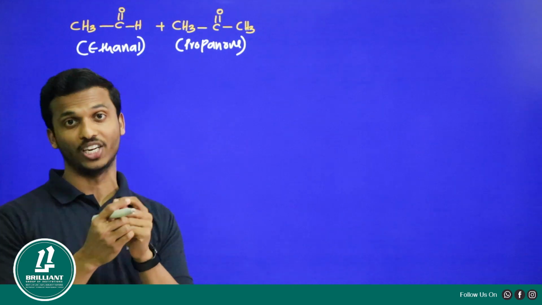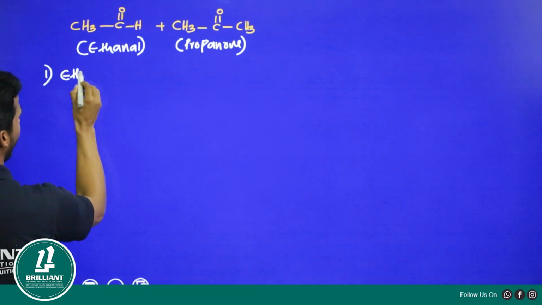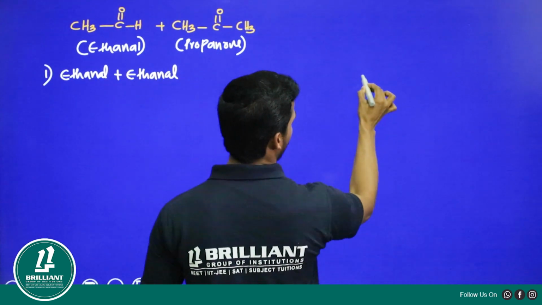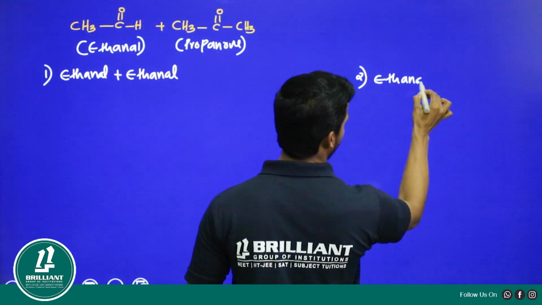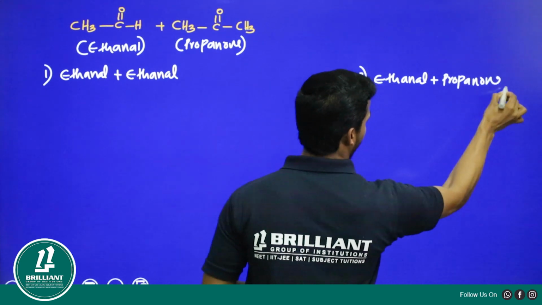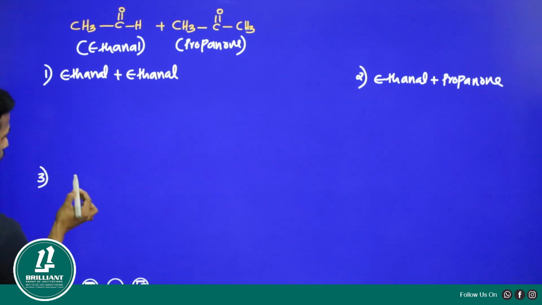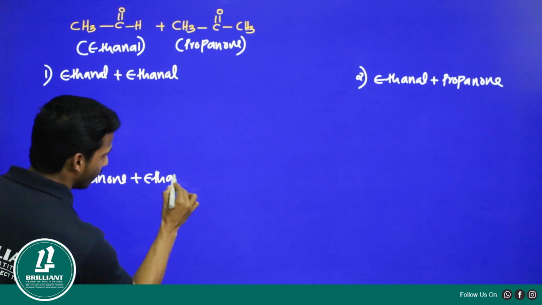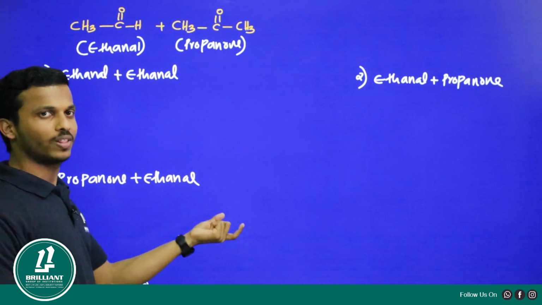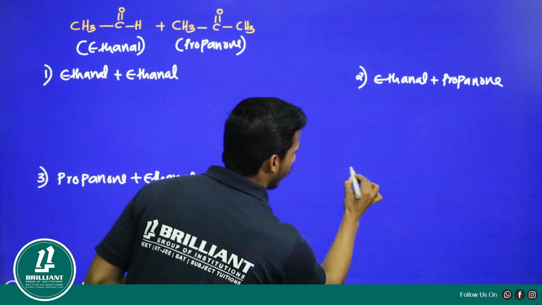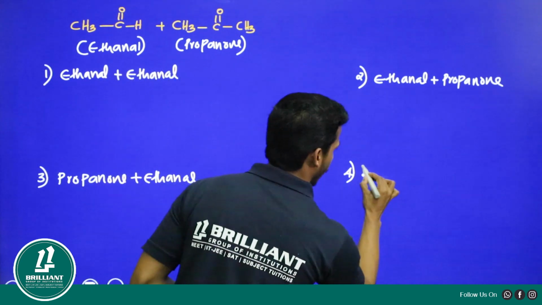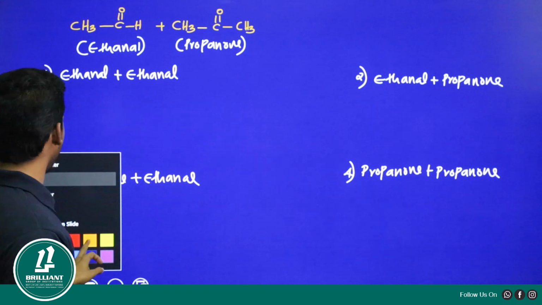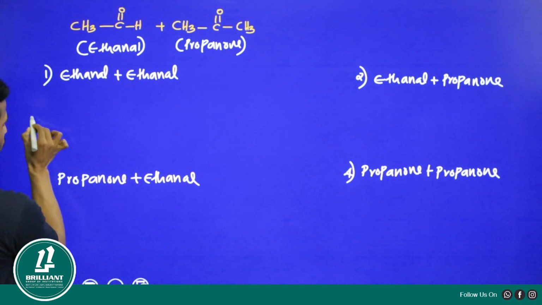Let us check it. What are the 4 combinations? The first combination is one ethanal reacting with another ethanal. This is one product. The second one is one ethanal reacting with one propanone. And the third one is one propanone reacting with one ethanal. You may think ethanal reacting with propanone and propanone reacting with ethanal are the same. No, these are different. The fourth combination is propanone reacting with another propanone. So these are the 4 combinations. What are the products of the 4 combinations? Let me write ethanal. How do you want to write ethanal?